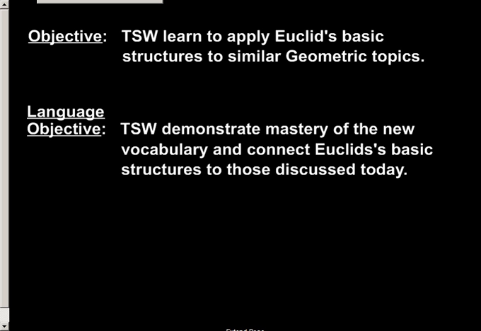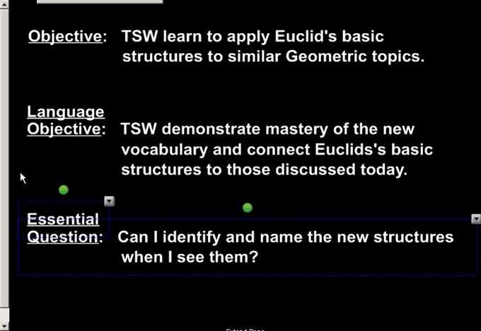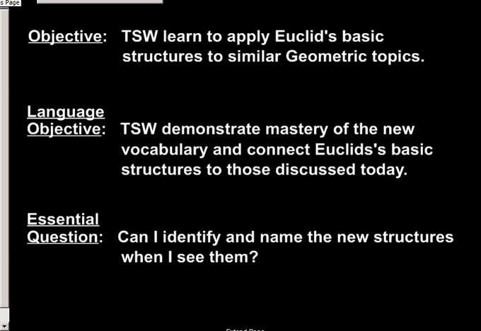And the language objective, which is just my message to you of what the goal here is, the student will demonstrate mastery of the new vocabulary and connect Euclid's basic structures to those discussed today. You do not have to copy down the language objective, only the primary objective and also the essential question. And the essential question for today is, can I identify and name the new structures when I see them?